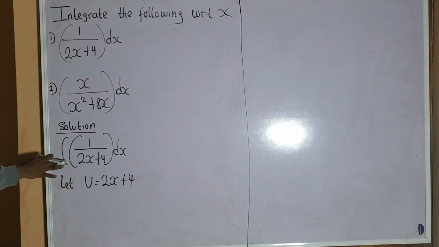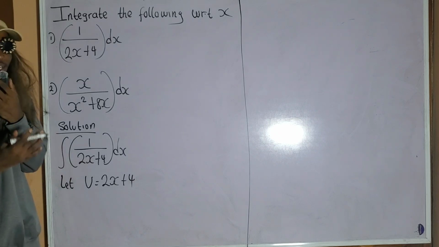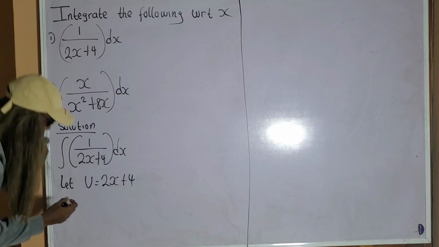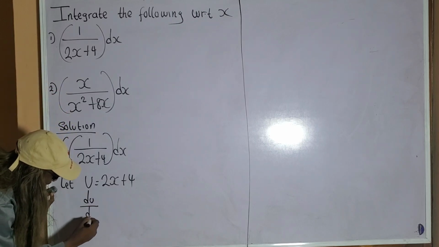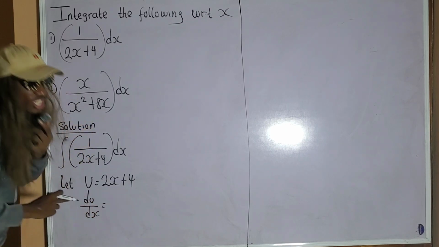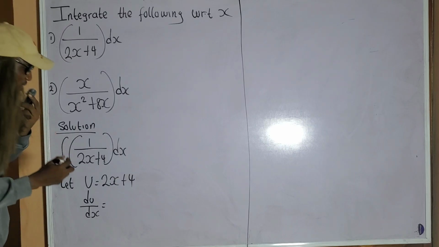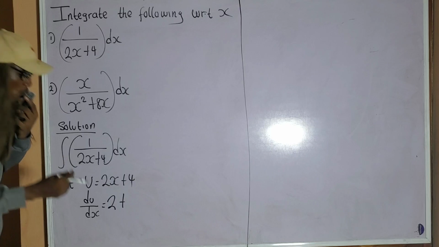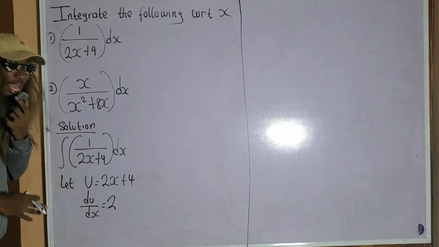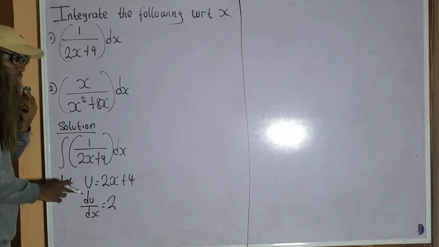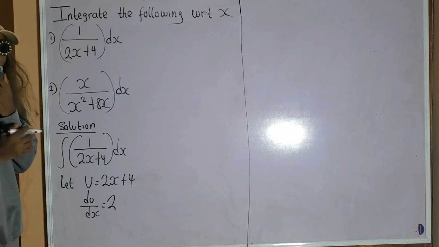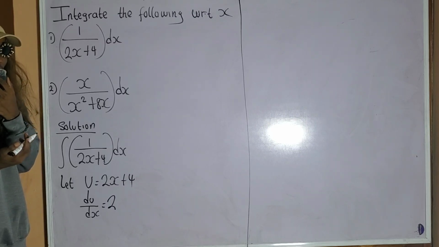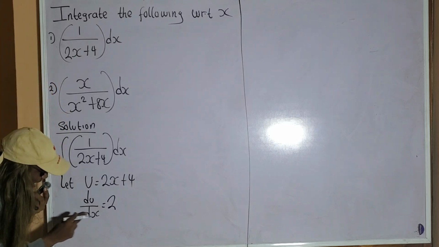Now, having set u equals to 2x plus 4, the next thing that you have to do is differentiate u with respect to x. So I'm going to have du over dx equals to, if you differentiate 2x, you're going to have 2. Now if you differentiate 4, you're going to have 0. So 2 plus 0 will also give me 2. Are you getting it? So having differentiated u with respect to x, the next step is that you have to make dx the subject of the formula. You understand? So now du over dx equals to 2.